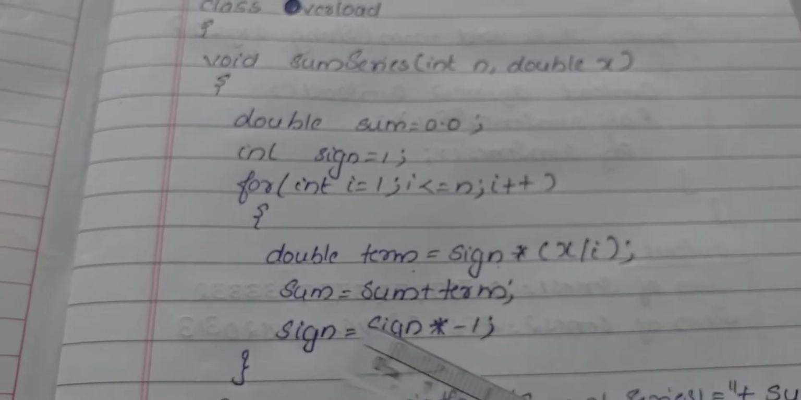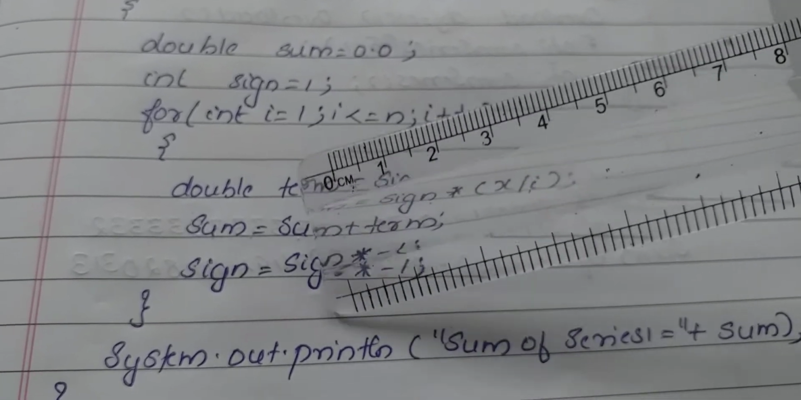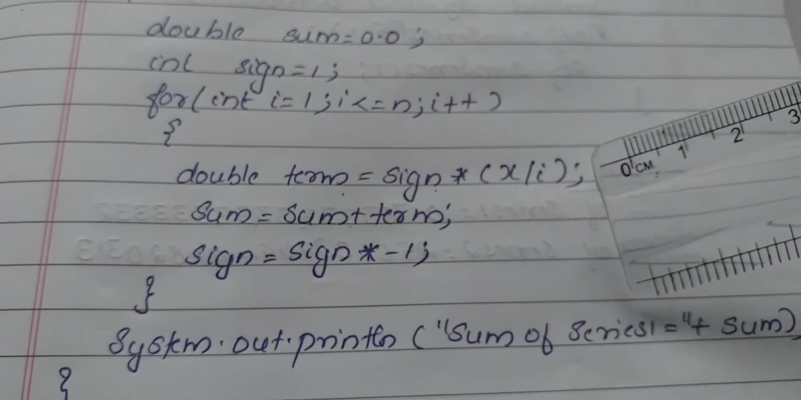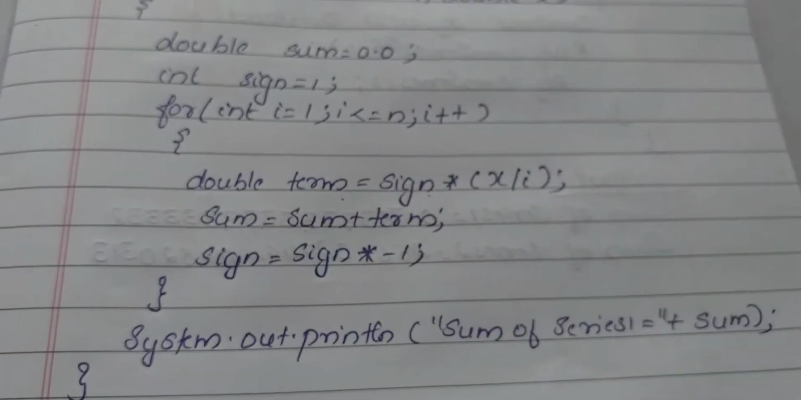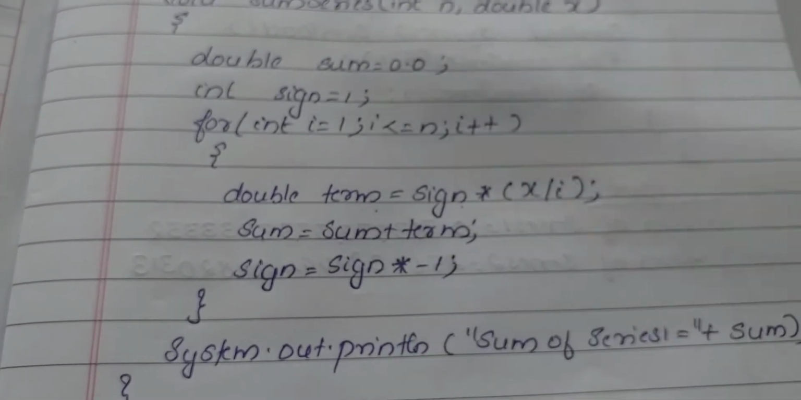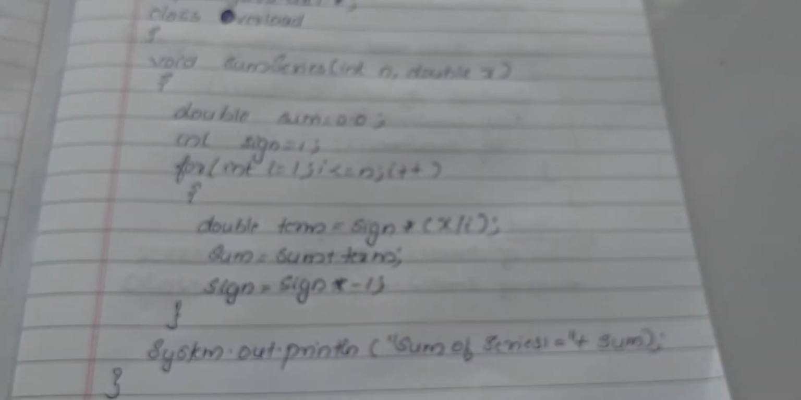Like that the loop will go on until the value of i equals n. Execute it until i equals n. Clear? After that we will get the final value stored in sum, and we want to print the sum series. That is System.out.println("sum of the series equal " + sum), and close it. So this is for the first function. So students, I hope this is clear for you.